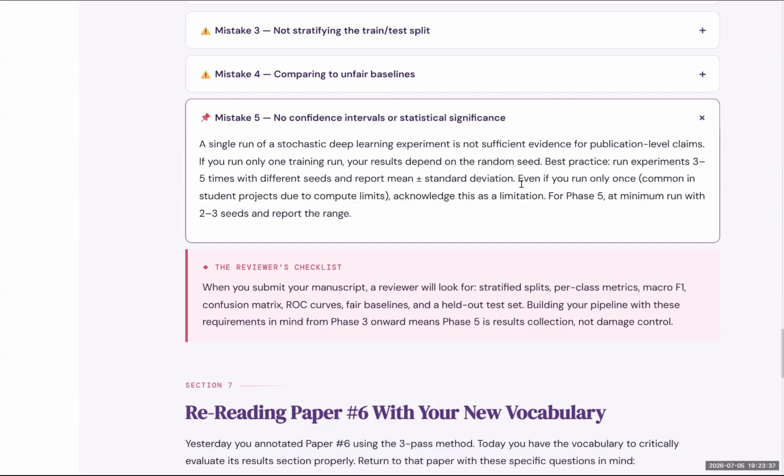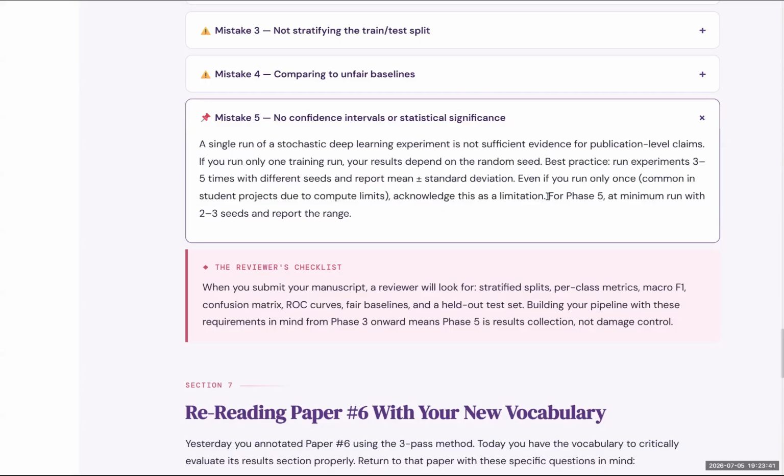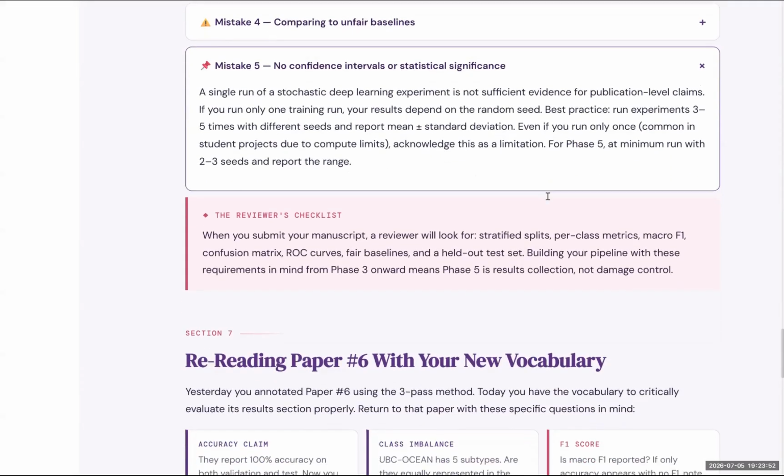But even if some students want to finish their project very early and run it only once, then you have to mention that in your paper, otherwise your paper can be retracted. It is not better to run your project only once.